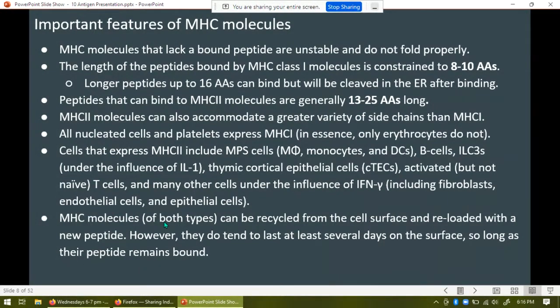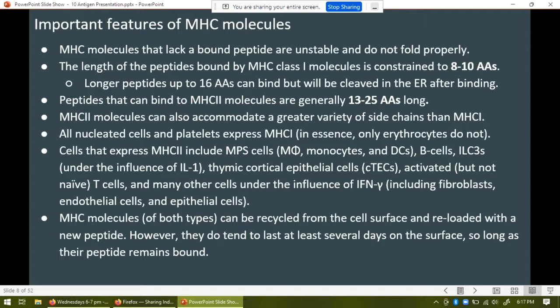MHC molecules of both types can be recycled from the cell surface, and they can be reloaded with a new peptide. However, they need to last a good long while before this happens, right? They're going to stay at least several days, probably a week or two, on the cell surface, so long as their peptide remains bound. If the peptide falls out of the MHC binding cleft, then yeah, it's going to be recycled. The MHC molecule is going to be taken into the cell and reloaded with a fresh peptide.